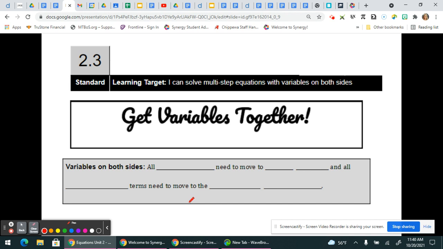So first of all, kind of the message that we're going to use here is all numbers. So let's write in that first side. All numbers need to move to one side, and all variable terms, sorry, I have to write with a mouse, so it's a little bit clunky, but we're getting it. And all variable terms need to move to the other side.